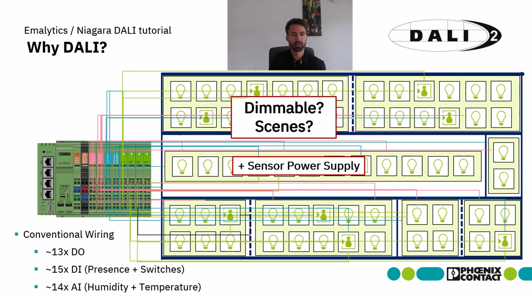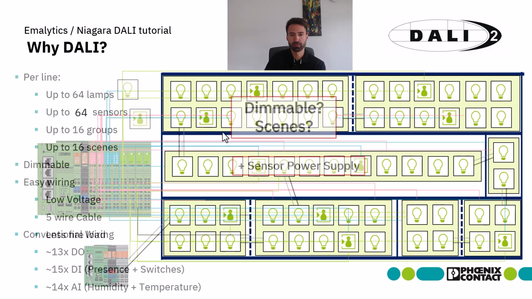And then the next question is if the project requires something like dimmable lights or scenes. Maybe at the beginning the customer is not interested, but maybe later on, and then it's not possible to implement those functions. And the sensors in a conventional wiring need an additional power supply. So how does it look when we do it with DALI?